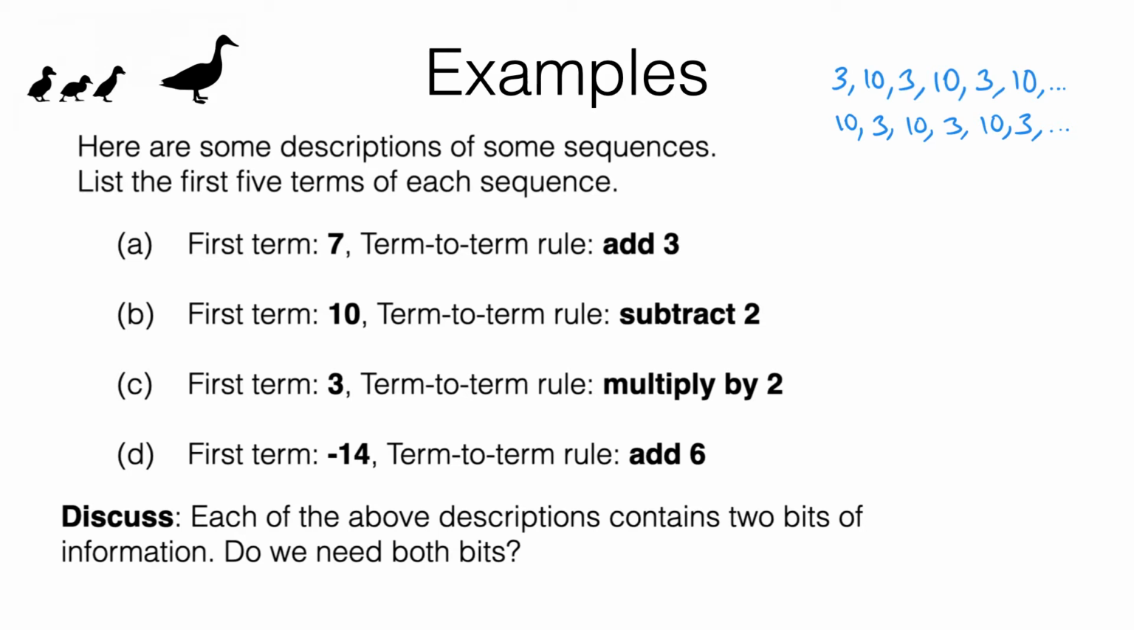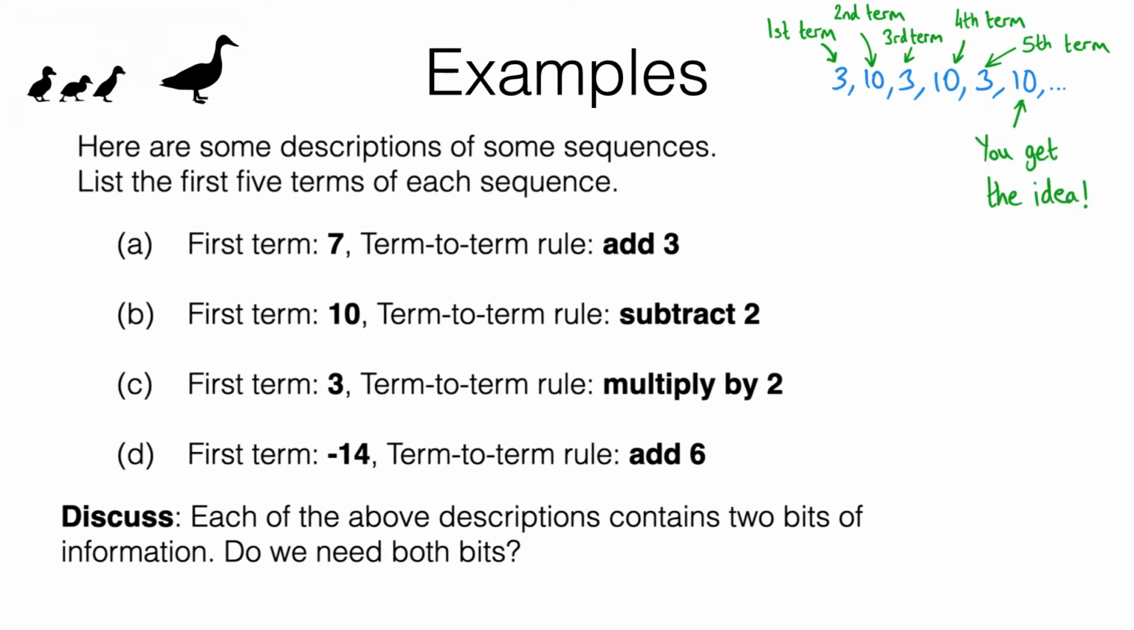The vocabulary we need is the word term. It's the word we use to refer to objects in the sequence. So let's take the original sequence, 3, 10, 3, 10, 3, 10, and so on. We would say the first term is 3 because it comes first in this sequence. The second term is 10, the third term is 3. The fourth term is 10, the fifth term is 3. The sixth term is 10, and so on.